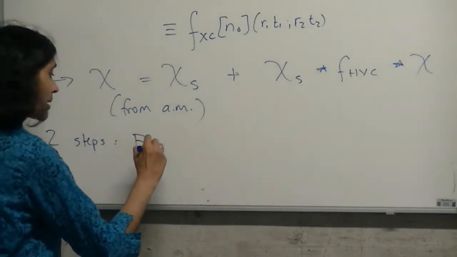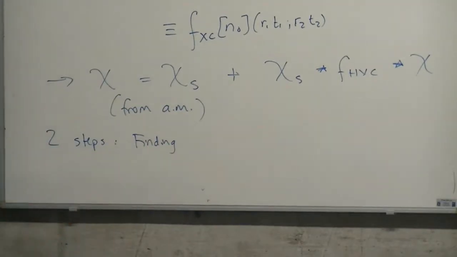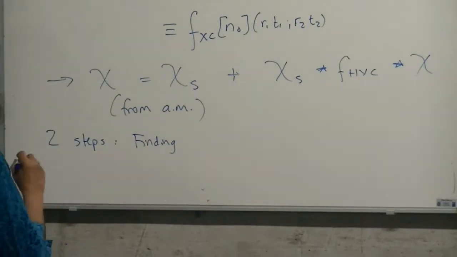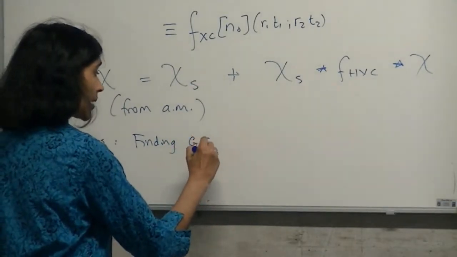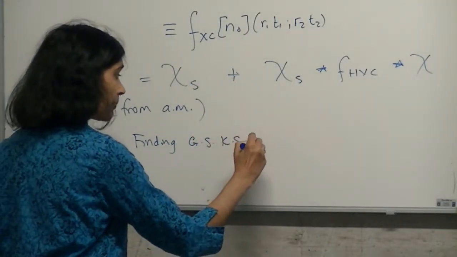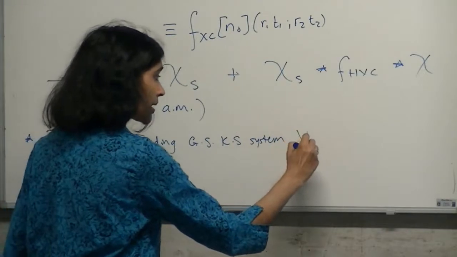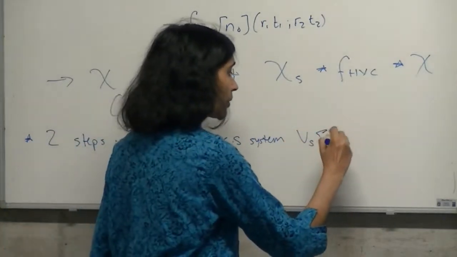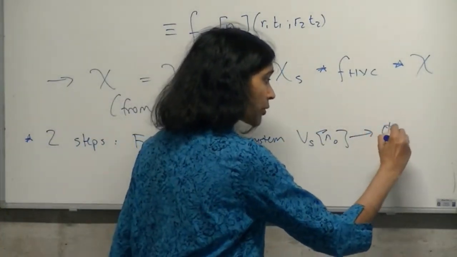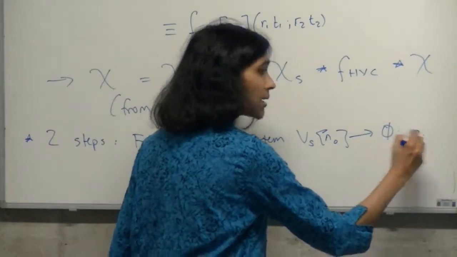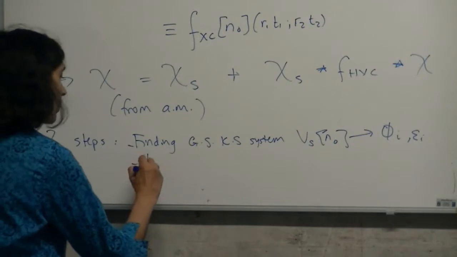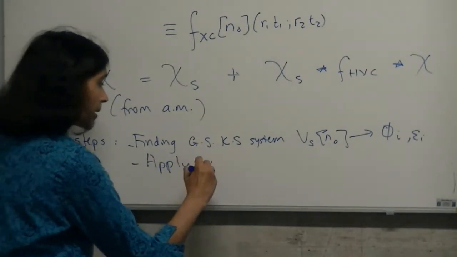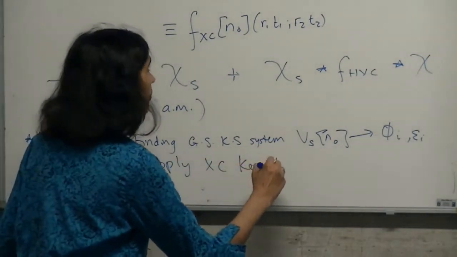One of them, as one of you in the questions also clarified, is that firstly we find the ground state Kohn-Sham system. This finds the ground state Vs corresponding to n0. You find all the ground state orbitals, phi i, epsilon i, and their excitation energy levels, right? And then you apply the exchange correlation kernel in this way.